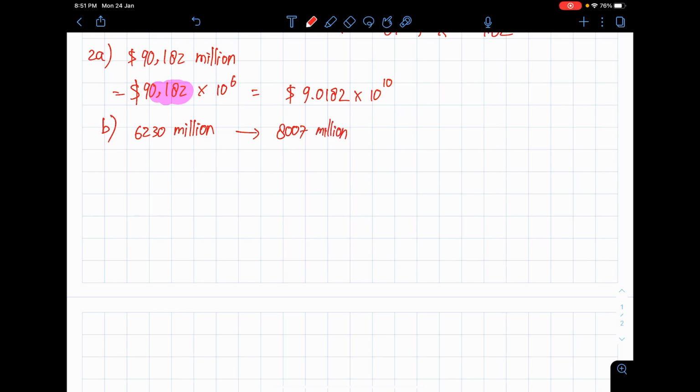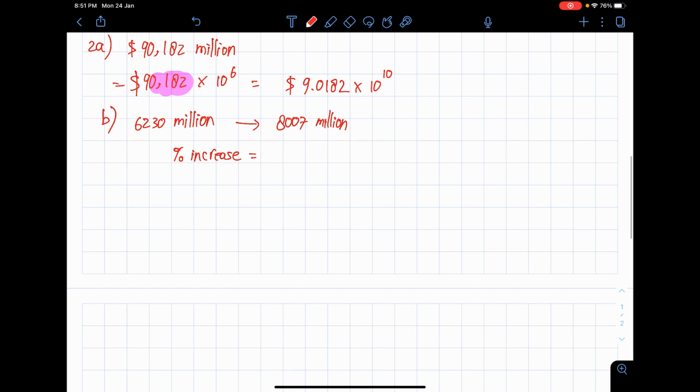You need to find the percentage increase, and the percentage increase is basically looking for the difference divided by the original. Now the difference between 8,007 and 6,230 divided by the original amount, times it by 100%. Use a calculator, you can correct this into 3SF or 1 dp. In any case, you should end up with 28.5%.